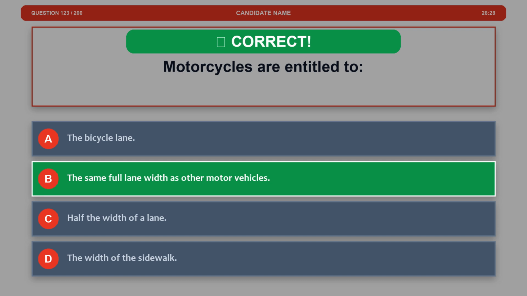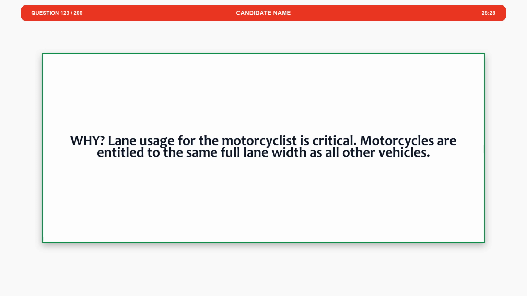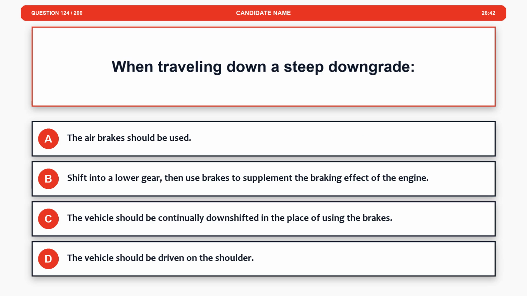The correct answer is option B, the same full lane width as other motor vehicles. Explanation. Lane usage for the motorcyclist is critical. Motorcycles are entitled to the same full lane width as all other vehicles. Question 124. When traveling down a steep downgrade, option A, the air brakes should be used. Option B, shift into a lower gear, then use brakes to supplement the braking effect of the engine. Option C, the vehicle should be continually downshifted in the place of using the brakes. Option D, the vehicle should be driven on the shoulder.